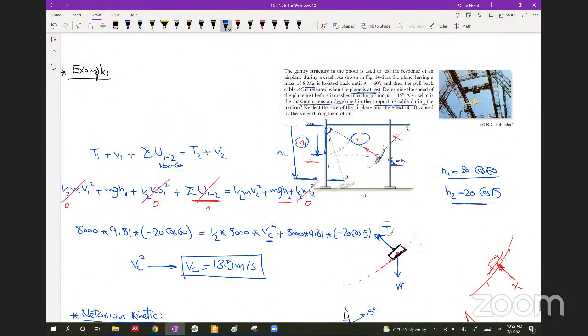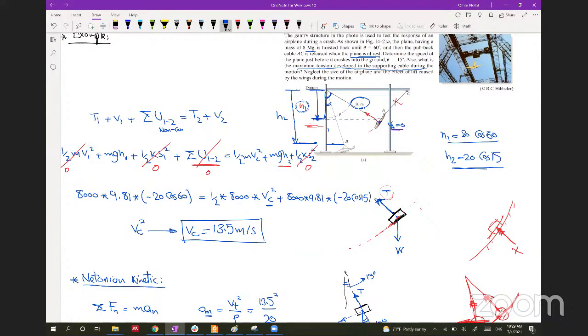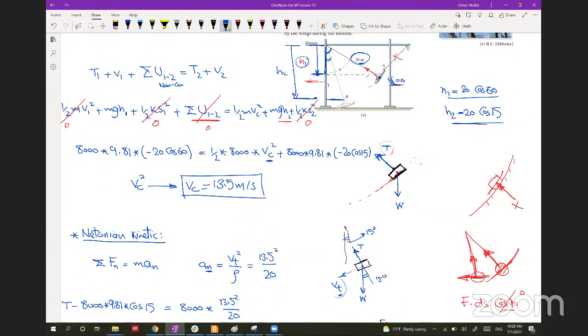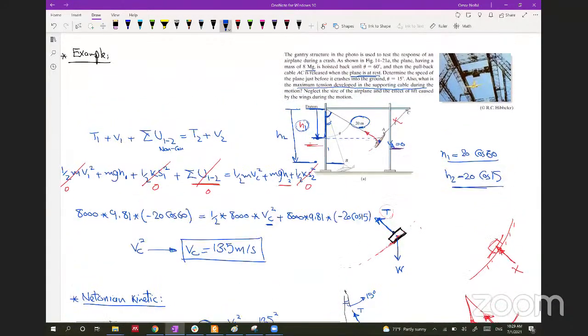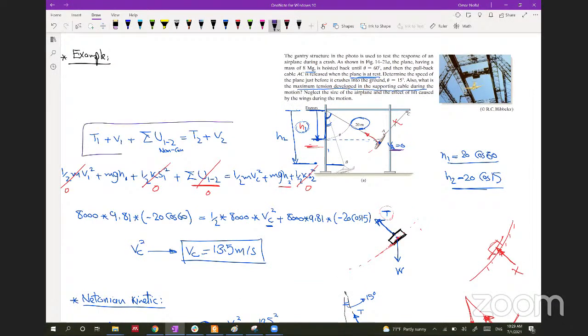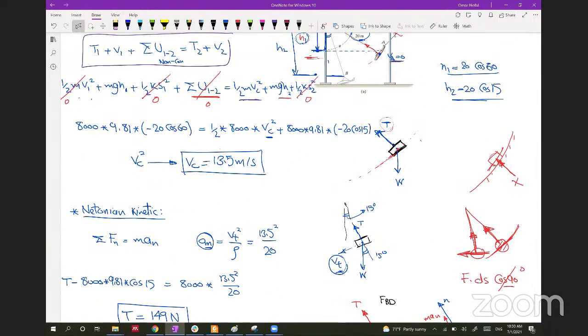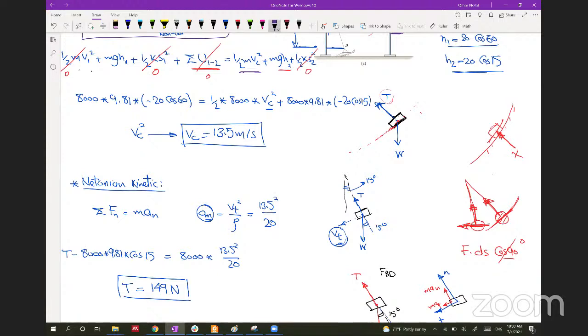So what we did here, it asks us for the force in the cable. And to know the force in the cable, you will construct a free body diagram. And when you start your Newtonian kinetics, you will find that the V tangent is missing, which is needed to calculate the normal acceleration. And to get the V tangent, you will use the concept of conservation of energy with half mv1 square on the left and half mv2 square on the right to get the V at the final position. And then when you get the V, you will go back to your Newtonian kinetics to get the tension in the cable. So this is your workflow.